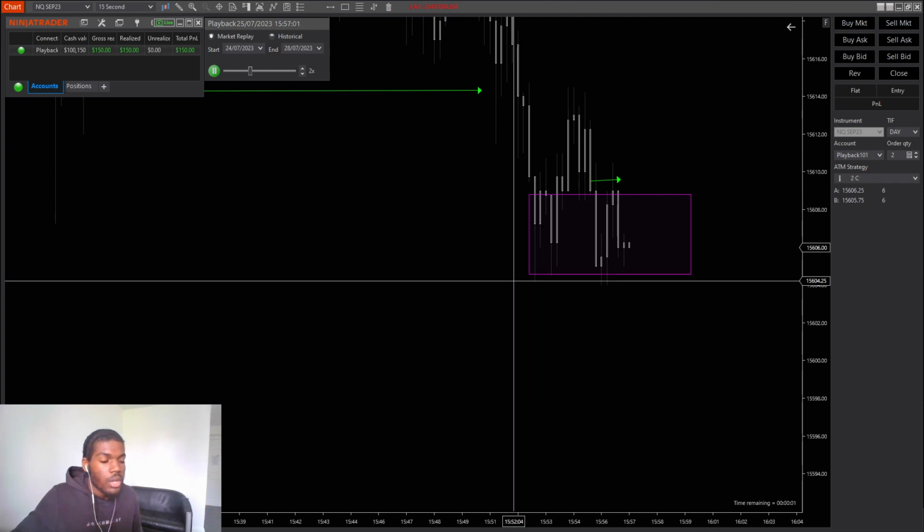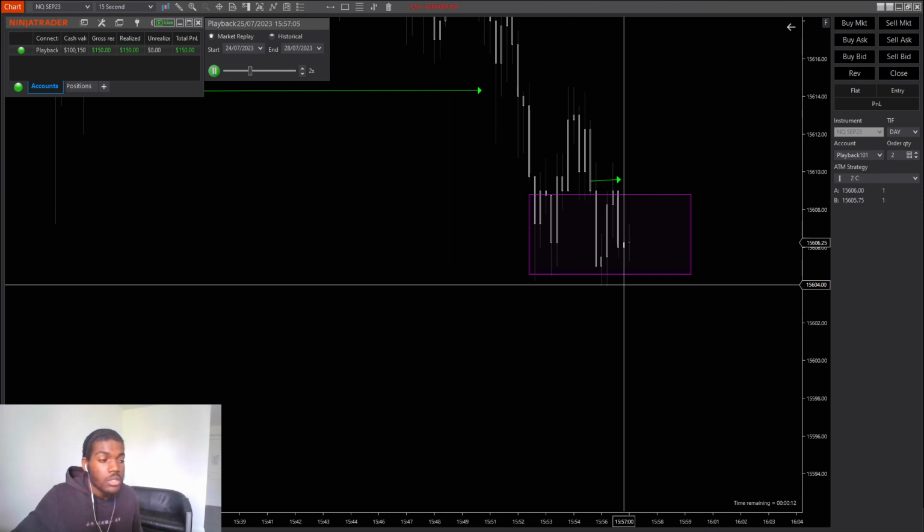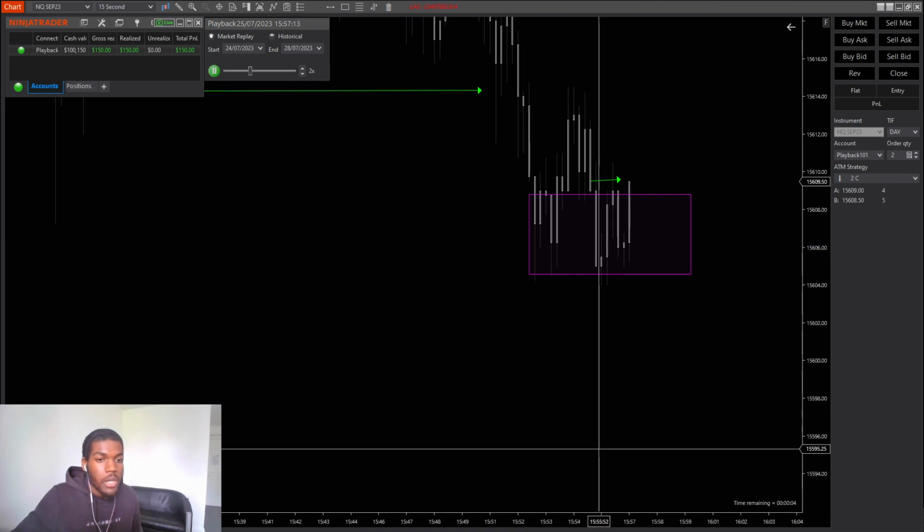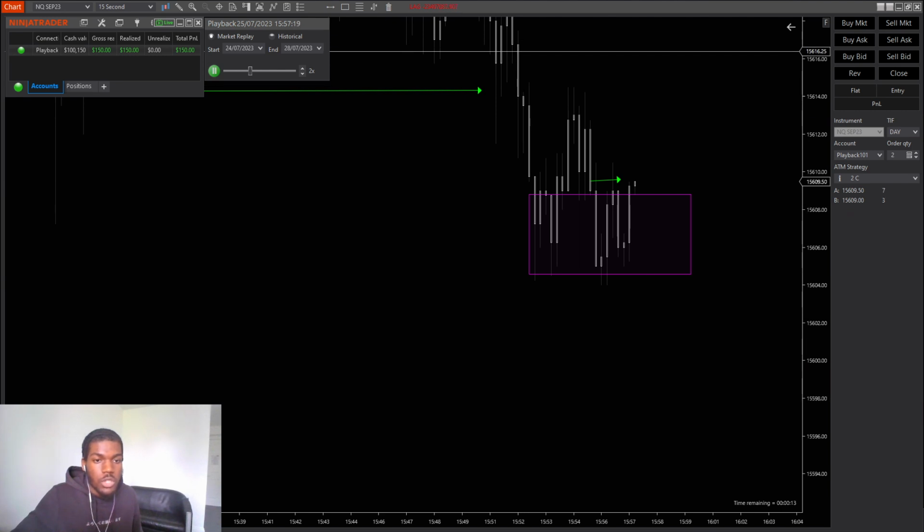Stop filled. And the reason why I put it behind the body of the S&D is just so I reduce risk to the max. Now, if I see another break of structure, then I'm getting in. I just got stopped out early. That's all.